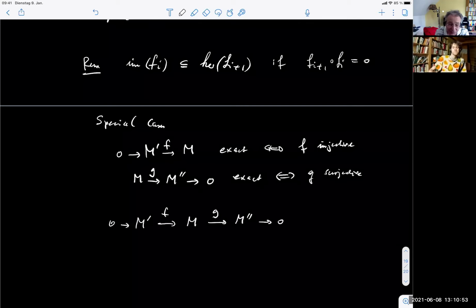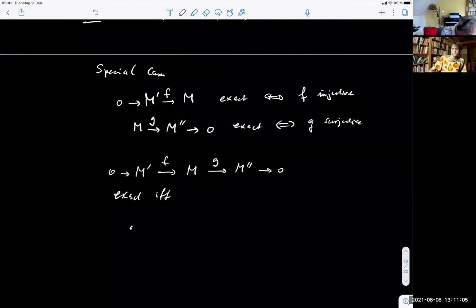Let's see what it means that this sequence is exact, if and only if. It should be exact at all modules. So exactness here means F is injective. Exactness here means G is surjective. So let me write this, F injective.